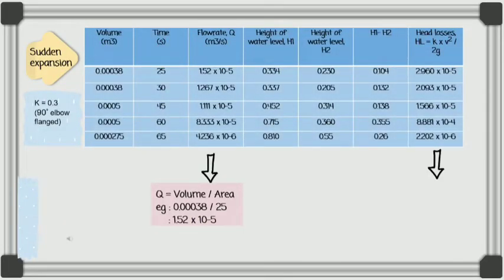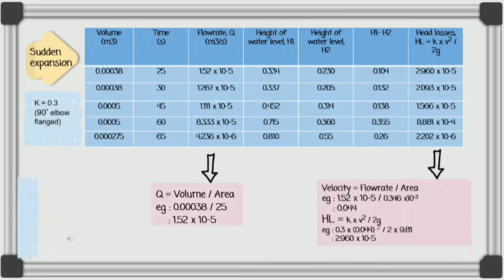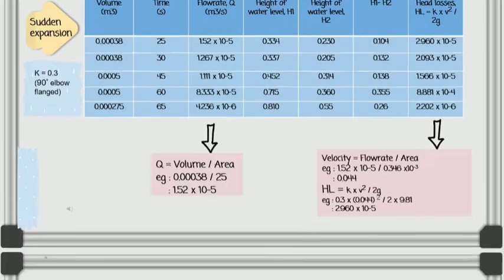And then we need to calculate the sudden expansion. We need to find the volume, then the time, and then the flow rate. For the flow rate, we calculate volume divided by area, along with the height of water level, which is H1 and H2. Then we need to calculate the head losses, which is K from the pipe elbow 90 degree, 0.3 times the velocity squared divided by 2 times gravity.